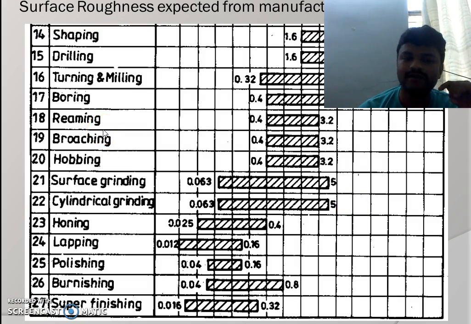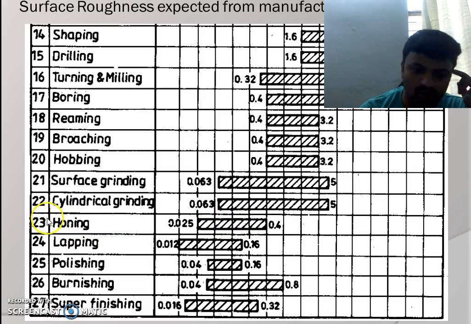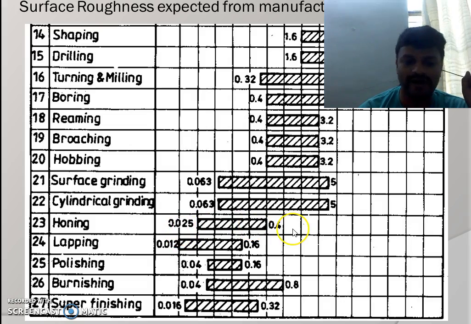Our main topic is related to the engine cylinder, so we will directly link that to engine cylinder surface finish. The requirement is 0.025 to 0.4. So this honing operation, it is one of the machining operations which will produce the surface finish of 0.025 to 0.4.